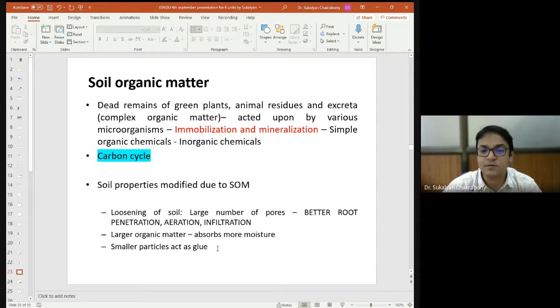Larger organic material absorbs more moisture. Apart from this, organic matter has an ability to absorb moisture. So those soils which are rich in organic matter have a better water holding capacity. Okay. And smaller particles act as glue. What we have seen in clay soil is that the particles are so small that, due to cohesion, they stick to each other. And they do not provide any space in between them for water to percolate. So that becomes a waterlogged soil. So organic matter actually gives rise to several properties of the soil.